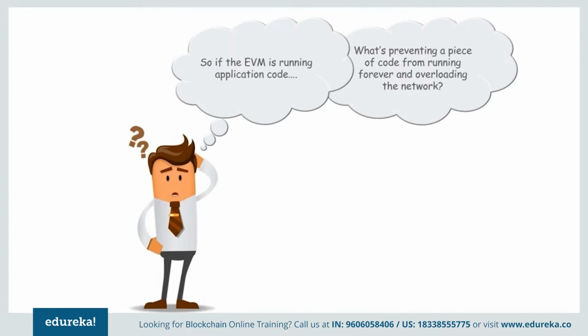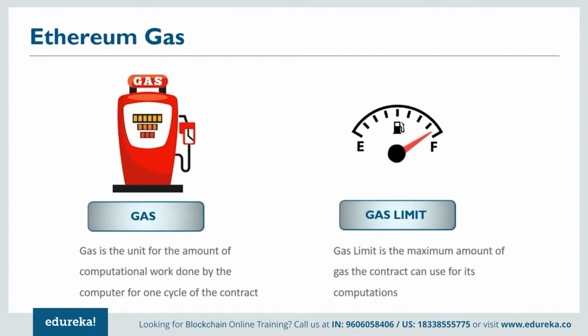Now I'm sure some of you programmers out there might be wondering the same as what our little guy here is thinking about: if the EVM is running the application code, then what's preventing a piece of code from running forever and overloading the network? Well, here's where the term Ethereum gas comes in.